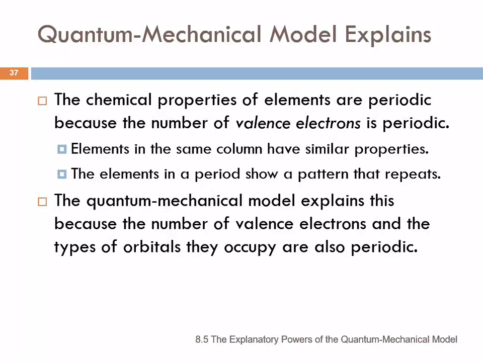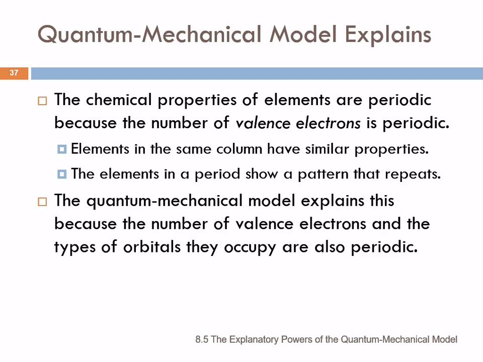We're going to pick up here in the middle of chapter 5. We talked about electron configurations, and now we're going to look at how the quantum mechanical model explains a lot of things. So we know that the periodic table is named the periodic table because the properties of the elements recur in a periodic manner. The reason that they do so is because of the number of valence electrons. The number of valence electrons is periodic.